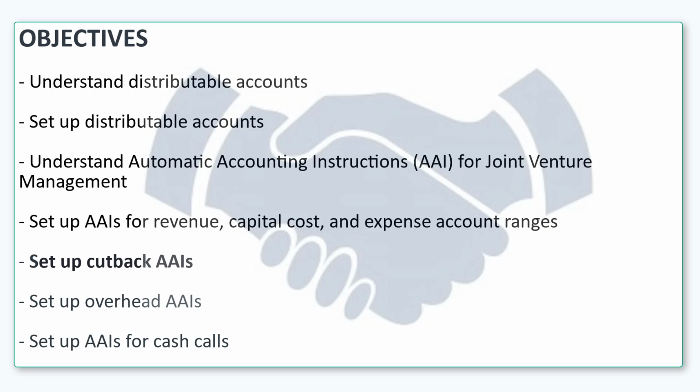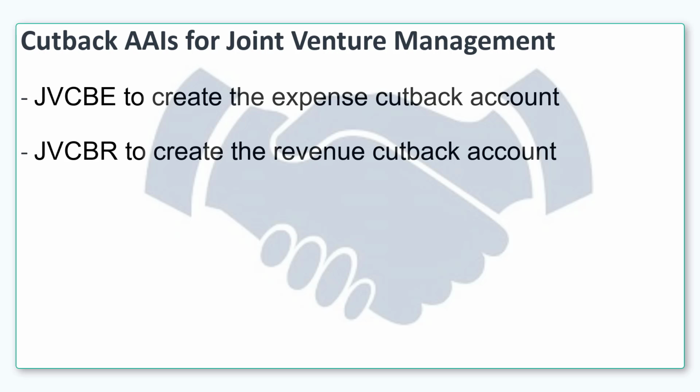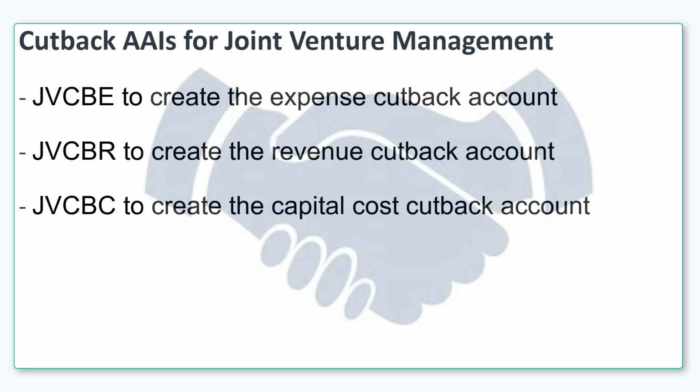After you have set up the AAIs for the transactions, you will also need to set up the cutback AAIs for the cutback accounts. The system uses cutback accounts to create offset entries in the account ledger table when you create invoices, vouchers, and journal entries to bill and pay the partners for their share of cost and revenue. The cutback AAIs are JVCBE for expense cutback, JVCBR for revenue cutback, and JVCBC for the capital cost cutback.